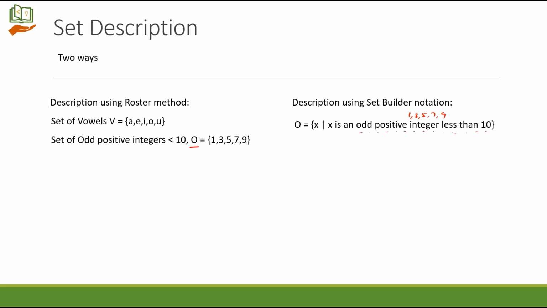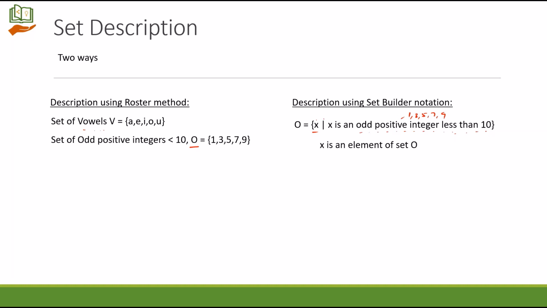When you describe sets in the form of set builder notation, you will not focus on the elements, but you will focus on the description of those elements. But in the roster method, you are not bothered about the description, but you are only concerned about the elements that are defining the set. This is like x such that x is an odd positive integer.